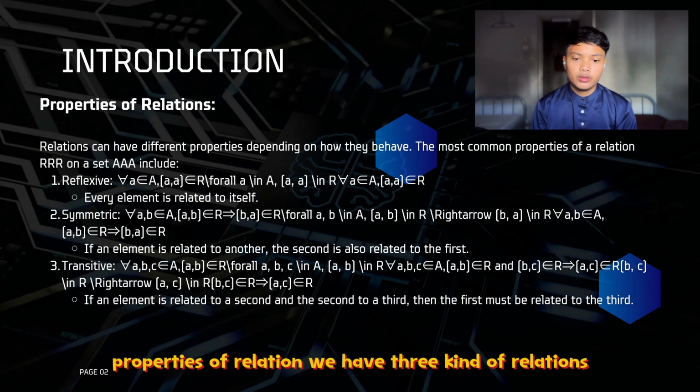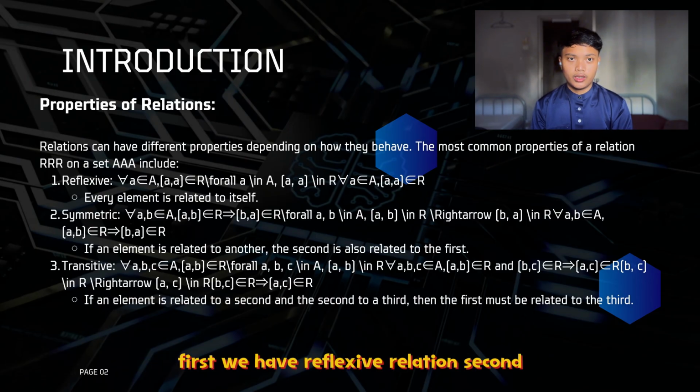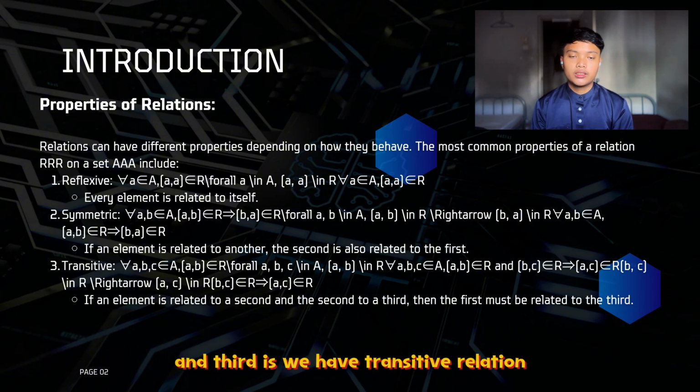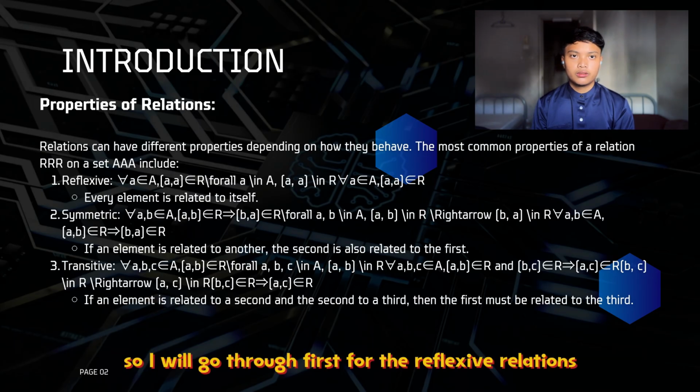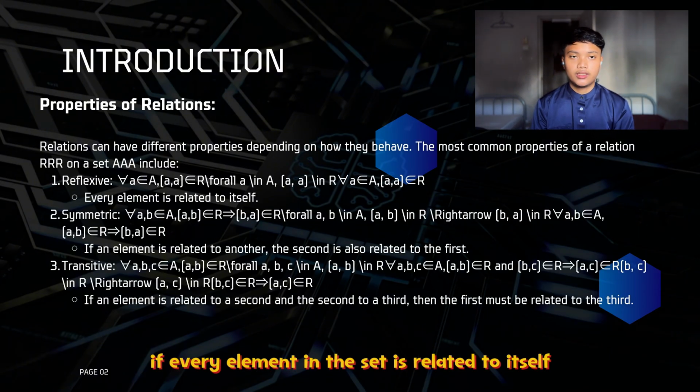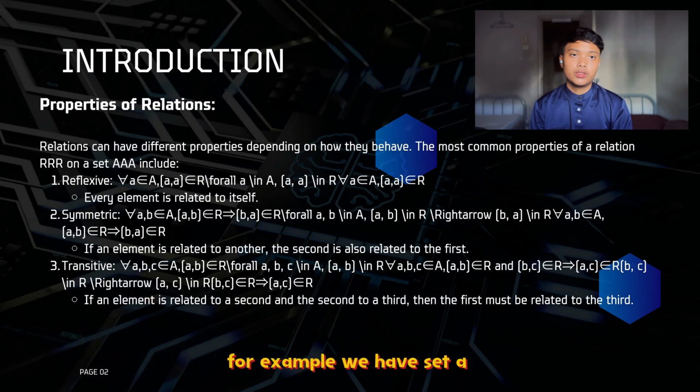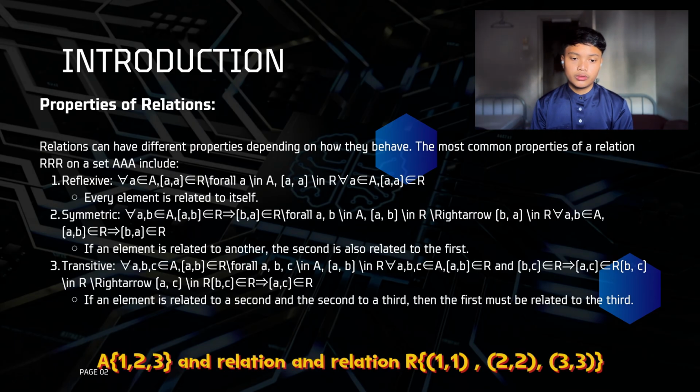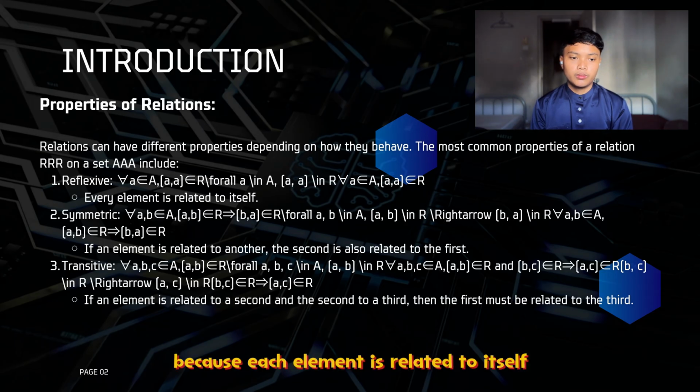Properties of relation, we have three kinds of relations. First, we have reflexive relation. Second, we have symmetric relation. And third, we have transitive relation. I will go through the reflexive relation first. A relation is reflexive if every element in the set is related to itself. For example, we have set A {1, 2, 3} and relation R {(1,1), (2,2), (3,3)}. The relation is reflexive because each element is related to itself.